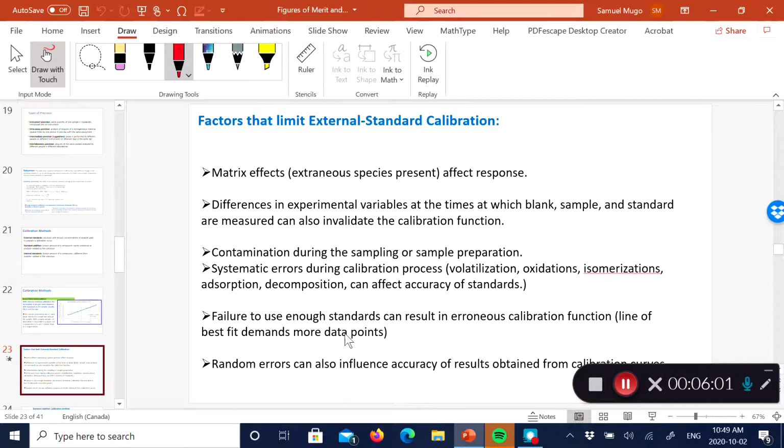Now remember also, there are random errors that are associated with generating the calibration graph. And because you're doing the analysis of the sample and the standards at different times, you don't have any correction for that.